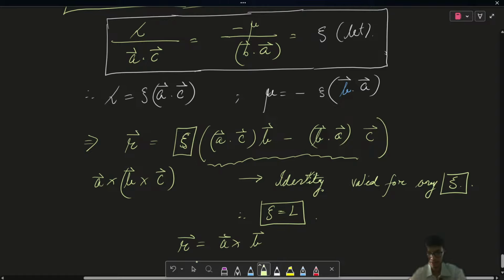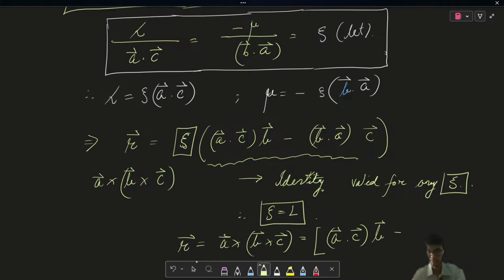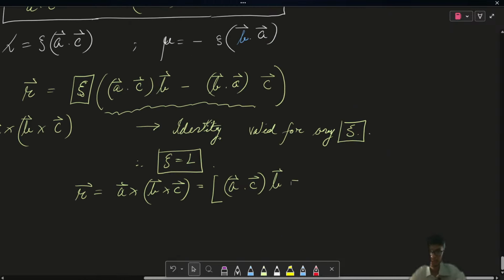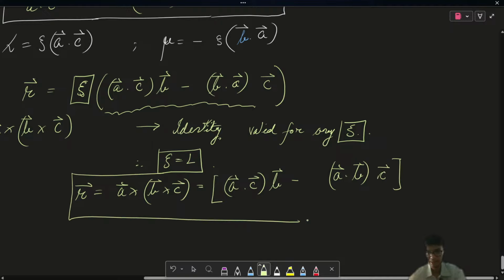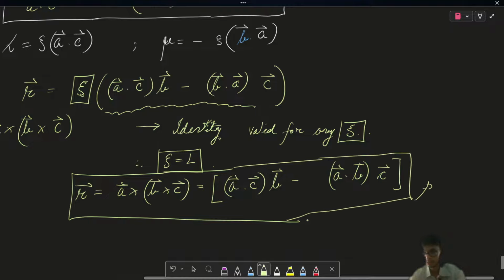In this case, my R vector, which is defined as A cross B cross C vector, can simply be given as A dot C times B vector minus A dot B times C vector, which is the given vector triple product result. So this is how we can prove this particular relation. So it is proved. Okay, I hope this is clear to all of you.